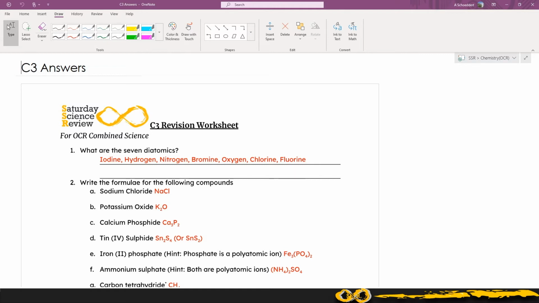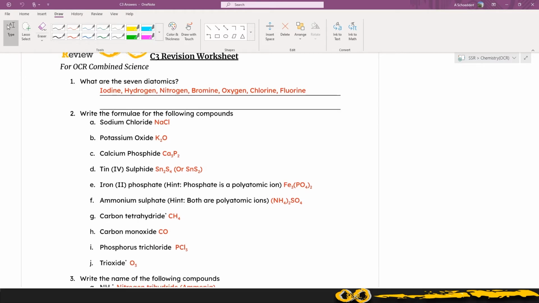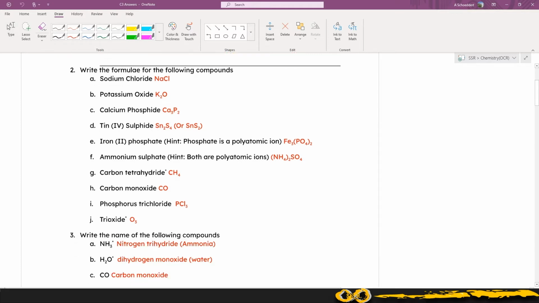When you are writing your formula for different compounds, it's a good idea to practice with these as much as you can. That's really the only way to get used to them, is to keep using them again and again. And so if you need any extra questions on those, please do let us know.